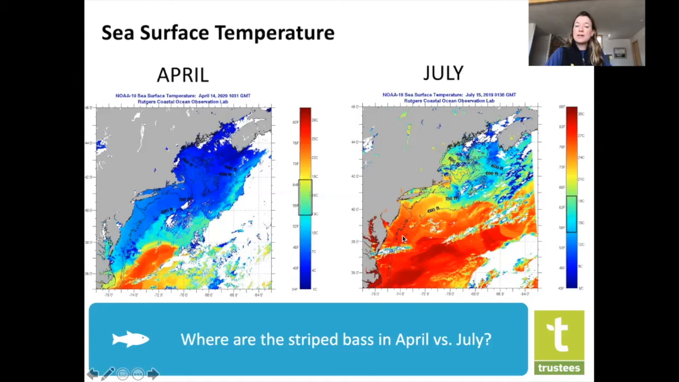So when we compare to July, the height of summer, the water is getting warmer. This area, where we were over in here before, look at this color now. This is very red, very dark. If we think of the striped bass range as here, they are not going to want to be living in these temperatures. So the striped bass, where do you think they are in July?